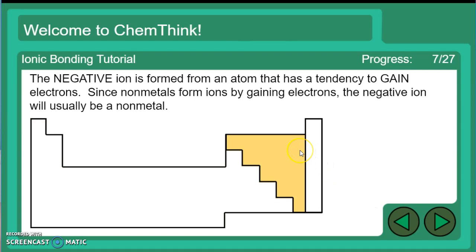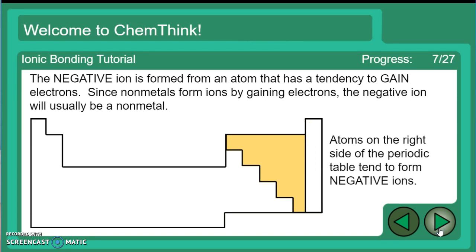Your negative ions are going to be on the right-hand side of the periodic table. We're going to focus on group 17 here and group 16. Remember, group 18, you're like, why is that not highlighted? That's obviously a non-metal. Those are gases. Those already have a full outer shell. Those are the cool guys that everybody wants to be like.